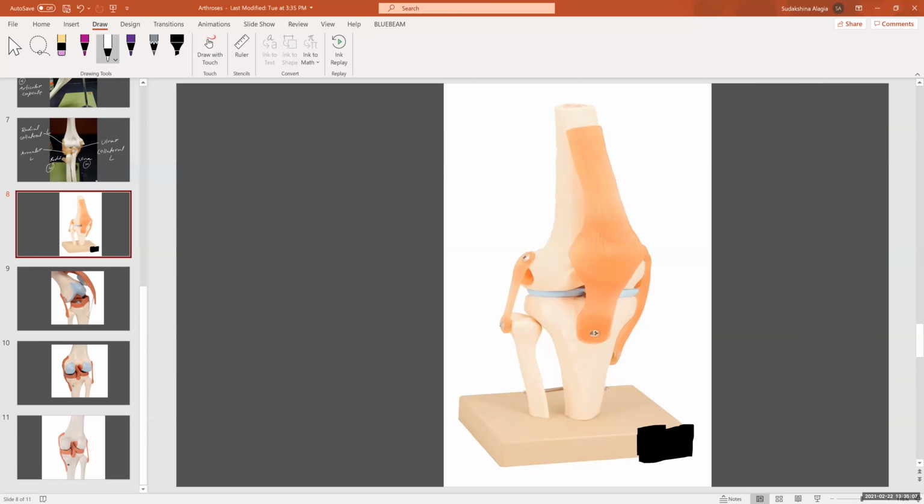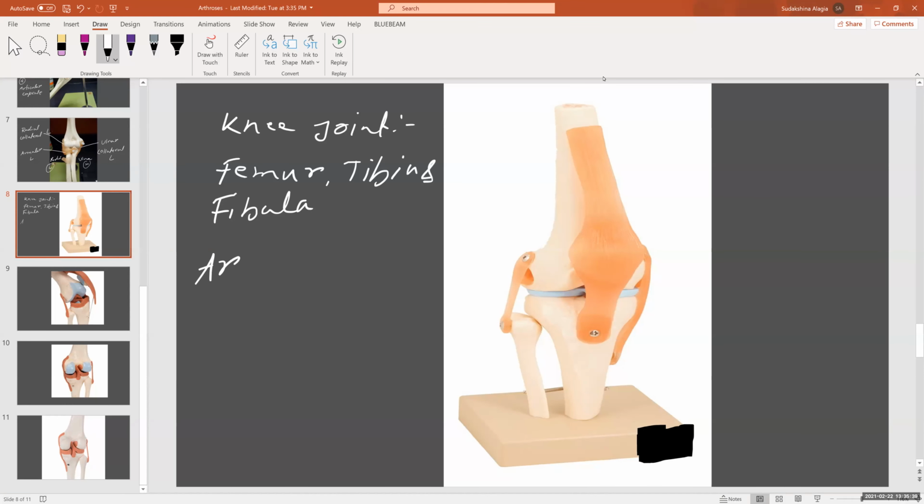Next, we are learning the knee joint. The knee joint is one of the complex joints in the body, reinforced by multiple ligaments and some other structures between the femur, tibia, and fibula.